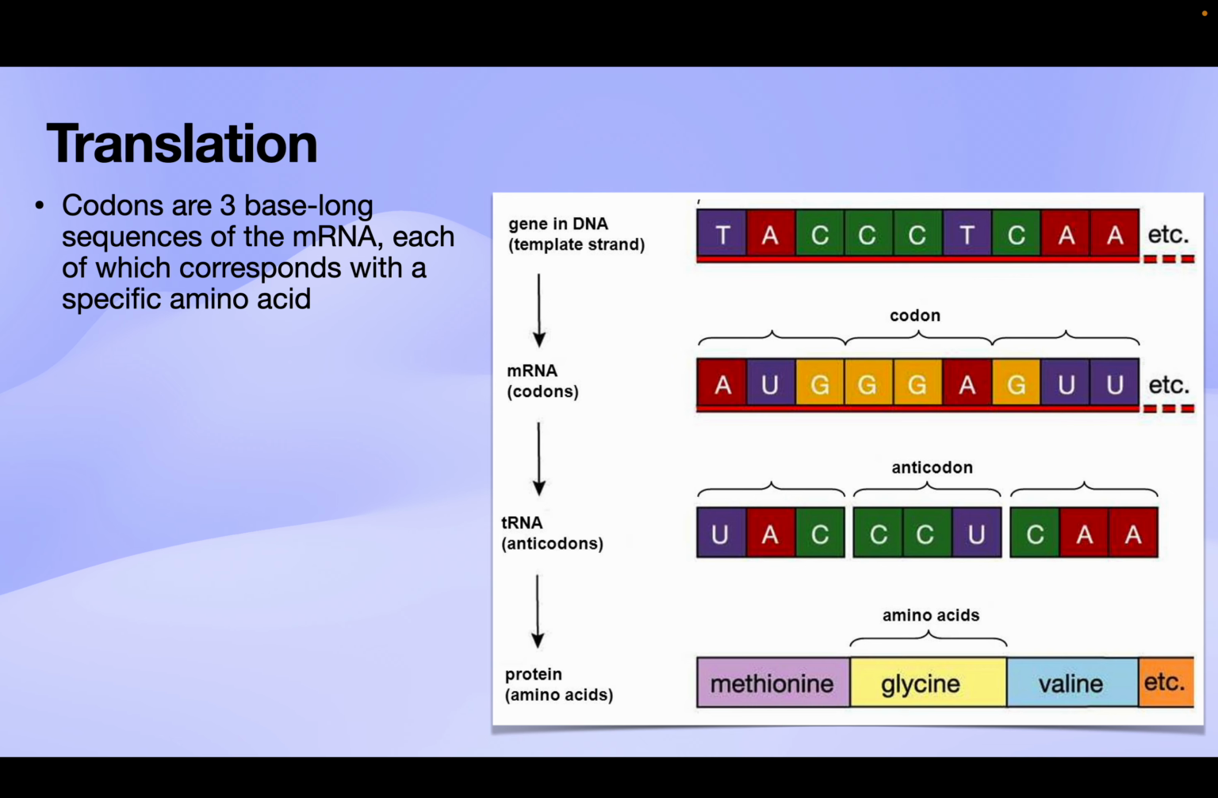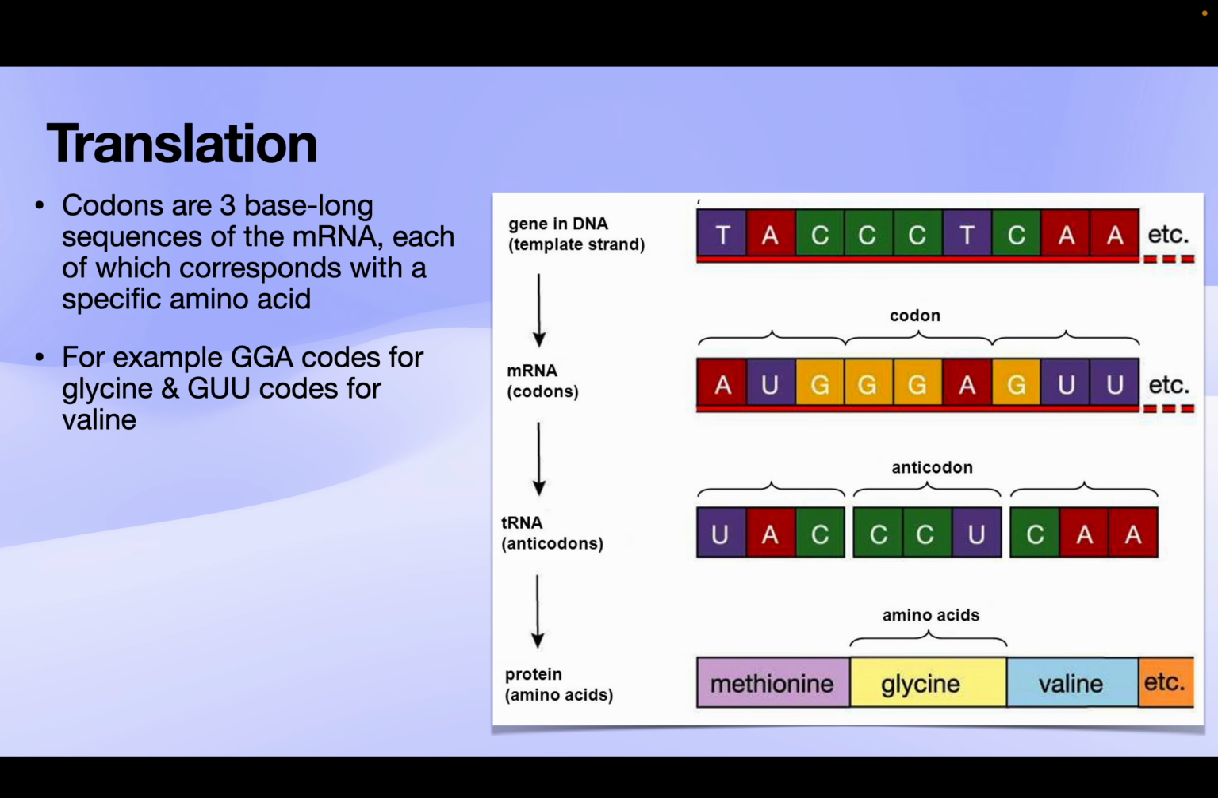There are 20 amino acids. Here are some examples: methionine, glycine, valine, and they're the building blocks of the protein. So the codons code for the amino acids, and that's happening in translation. GGA, which we see here, codes for glycine. GUU here codes for valine, that kind of thing.